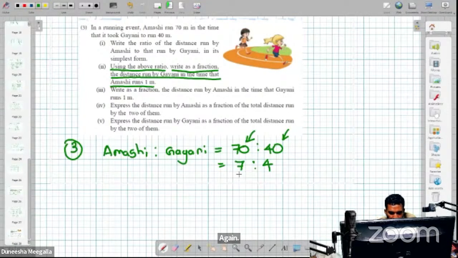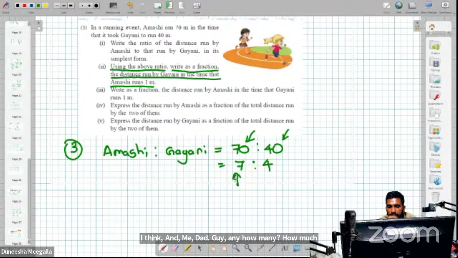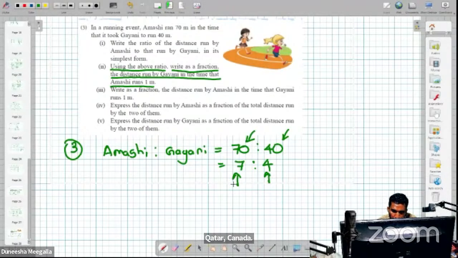Now Amashi goes 7 meters. Look, 7 meters. Then Amashi travels 7 meters, how far does Gayani travel? 4 meters, right? When this one goes 7 meters, this one goes 4. Write as a fraction the distance run by Gayani in the given time that Amashi runs 1 meter. So when she runs 1 meter, how far should Gayani go?